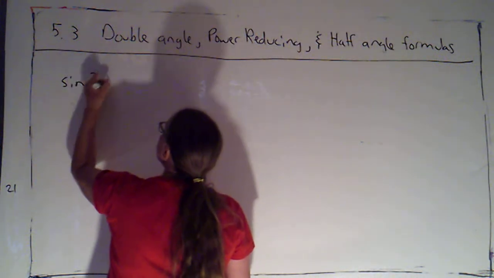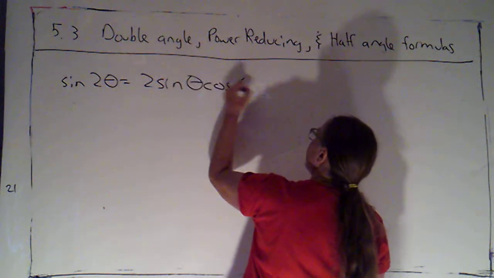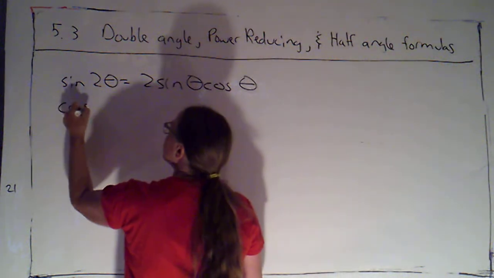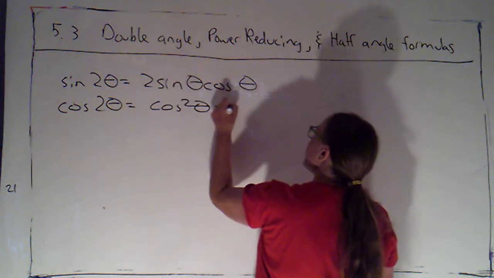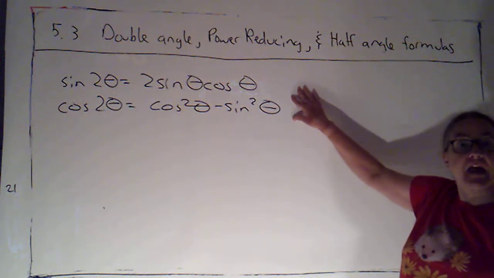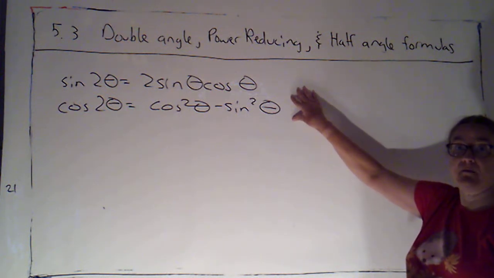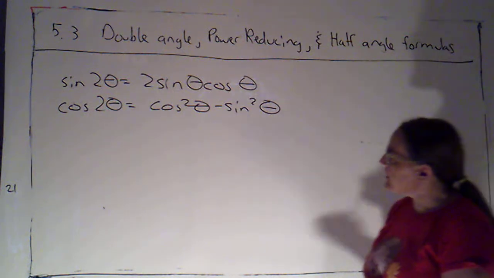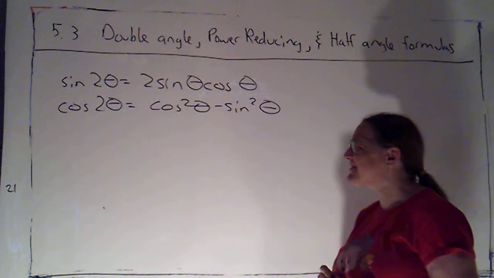So sine of 2 theta was 2 sine theta cosine theta. Cosine of 2 theta is cosine squared theta minus sine squared theta. That's the version that falls out directly from just plugging into the sum formula. But you'll notice that on the right-hand side of this formula, I've got some cosine squareds and some sine squareds.